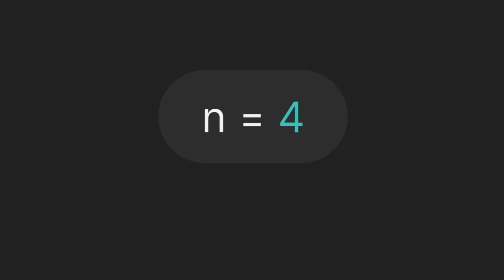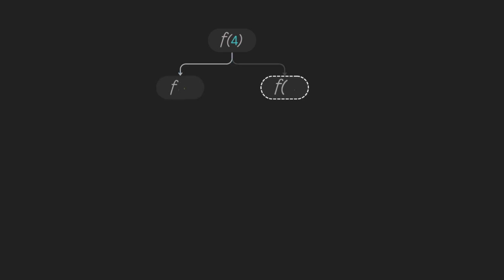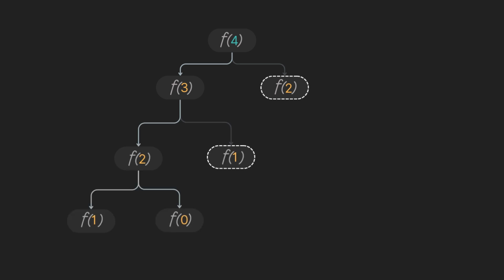Let's break down how recursion works with an example where n equals 4. We'll construct a recursion tree step by step and see how the calculation happens. First, we start with f4. To calculate this, we need f3 and f2. Let's focus on the left side first. For f3, we again split it into f2 and f1. Now, for f2, we further calculate f1 and f0. At this point, we've hit the base cases where f1 is 1 and f0 is 0.